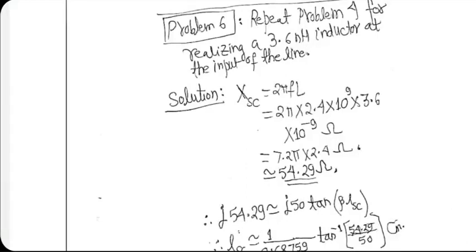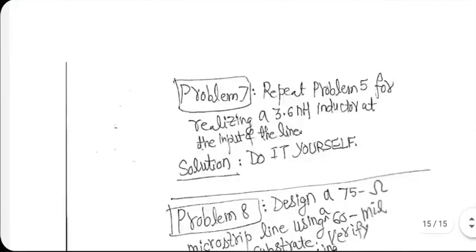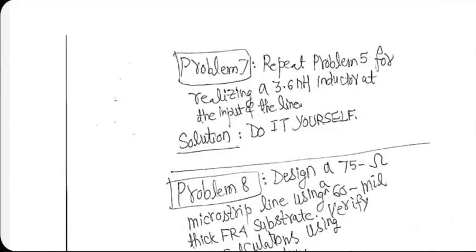So equate the two and solve the resulting equation. Again, assuming there is no mistake in the calculation, this is the answer. In this case, we are getting a positive answer, so no need to add lambda by 2, no need to go to the next higher solution. You can repeat this for problem 5 also, where instead of a capacitor, we are realizing an inductor. Do it yourself. I'm sure you'll be able to handle it.